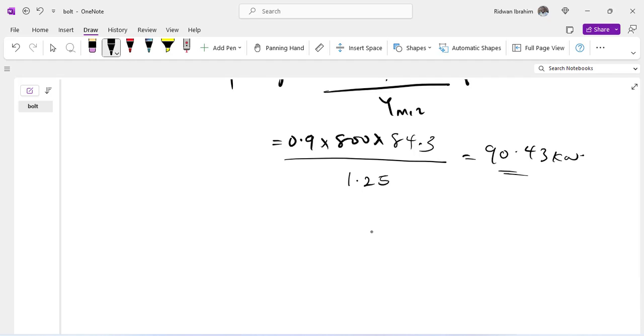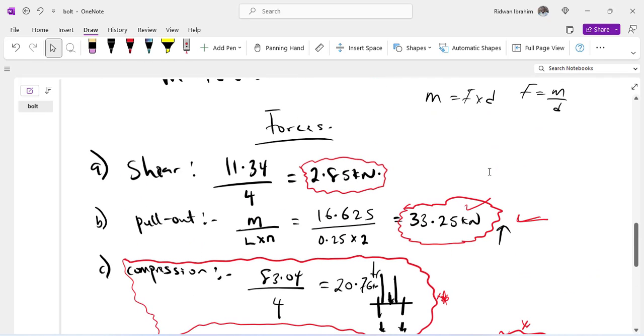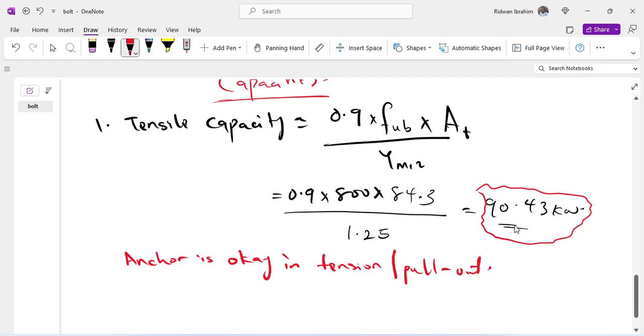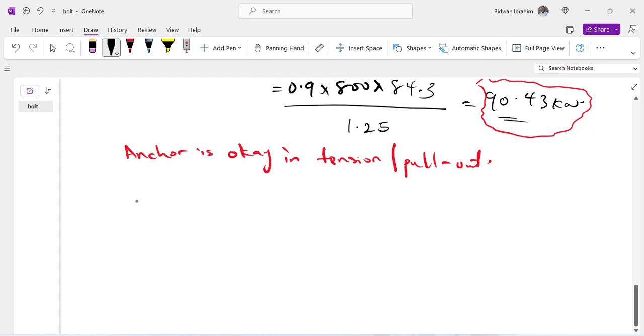So what does tensile capacity mean? Tensile capacity is just the capacity of that bolt in tension. So this is our tensile capacity. So you check your tensile force. What is your tensile force? Your tensile force is 33. So since 33 is less than 90.43, then you can say that your anchor is okay in tension, or okay in pullout, because the tensile capacity is greater than the tension force. So we have confirmed one of the three failures.